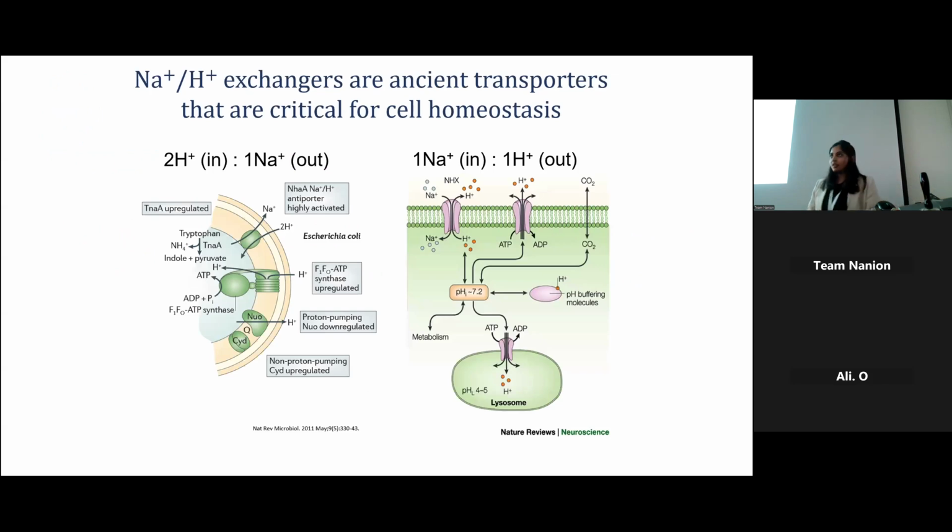Coming to the exchangers, sodium proton exchangers are one of the ancient exchangers which are also seen in bacteria. The bacterial exchangers usually transport two protons in exchange for one sodium, and they are always electrogenic. Whereas in mammals, these exchangers are usually found to be electroneutral, where they transport one sodium in exchange for one proton.